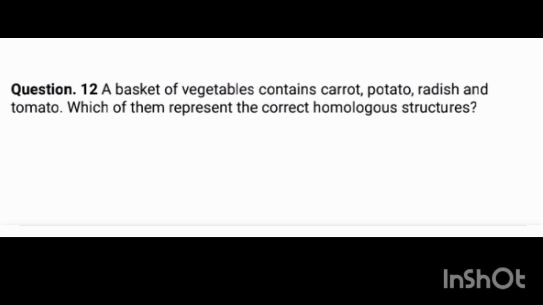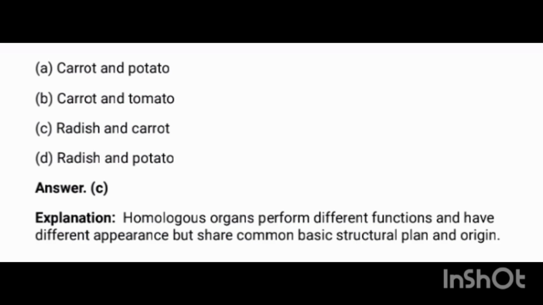Question 12. A basket of vegetables contains carrot, potato, radish and tomato. Which of them represent the correct homologous structures? Answer: C. Radish and carrot. Explanation: homologous organs perform different functions and have different appearance but share common basic structural plan and origin.